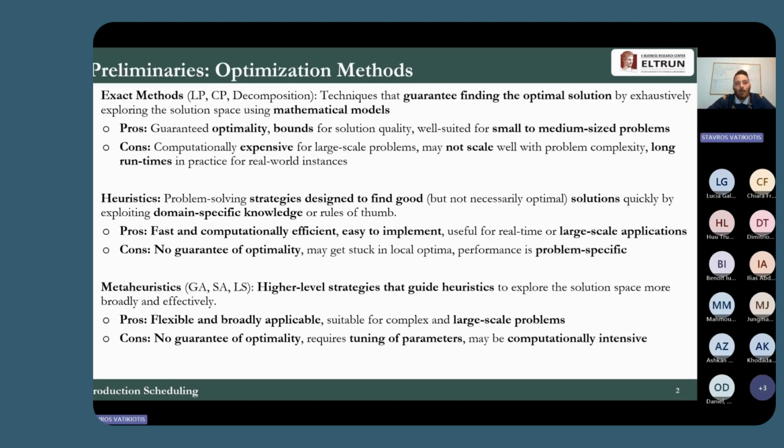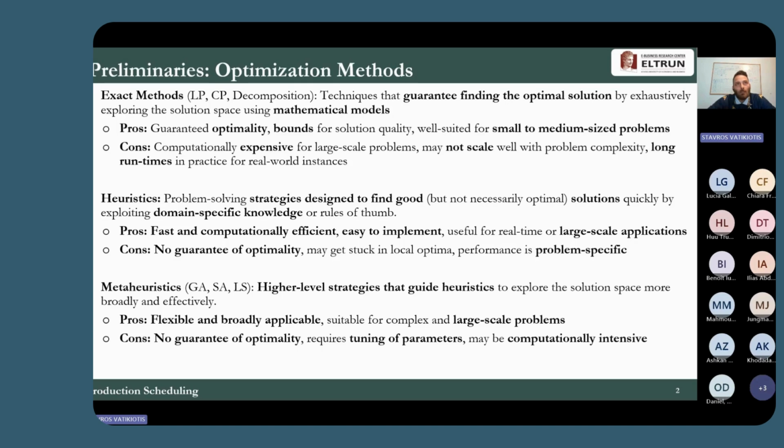On the other hand, these methods are known to be quite expensive, especially on large size instances, and they also require long run times in practice. On the other hand, we have heuristics, which are strategies designed to find good solutions quickly, mainly exploiting some kind of rules. They're usually fast and quite efficient. They're easy to implement. But they do not provide the optimality guarantees that the exact methods provide, and their performance mainly depends on the problem and the data.